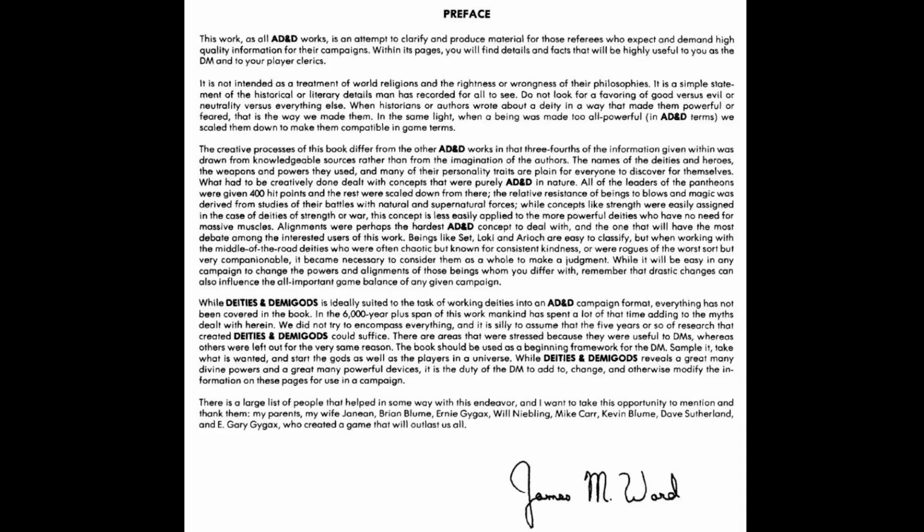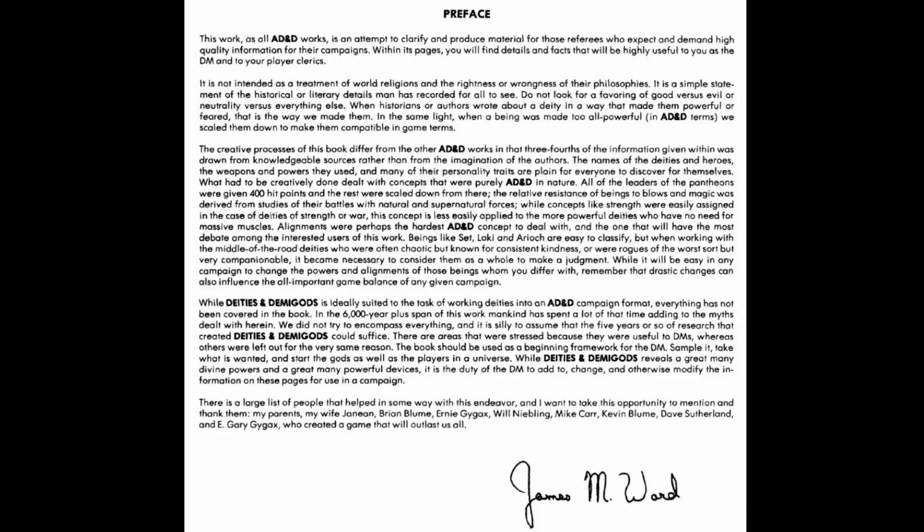The creative processes of this book differ from the other AD&D works in that 3/4 of the information given within was drawn from knowledgeable sources rather than from the imagination of the authors. The names of the deities and heroes, the weapons and powers they used, and many of their personality traits are plain for everyone to discover for themselves. What had to be creatively done dealt with concepts that were purely AD&D in nature. All of the leaders of the pantheons were given 400 hit points, and the rest were scaled down from there.